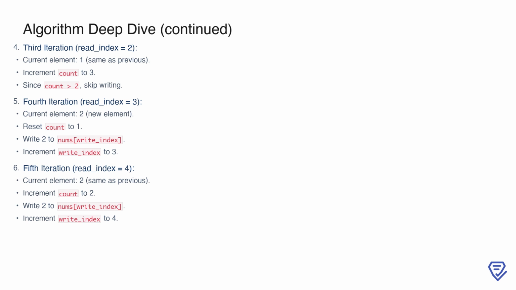We reset count to 1, write 2 at nums[write_index], and increment write_index to 3. In the fifth iteration, the current element is 2 again, so we increment count to 2, write 2 at nums[write_index], and move write_index to 4. This ensures that only 2 occurrences of 2 are retained.